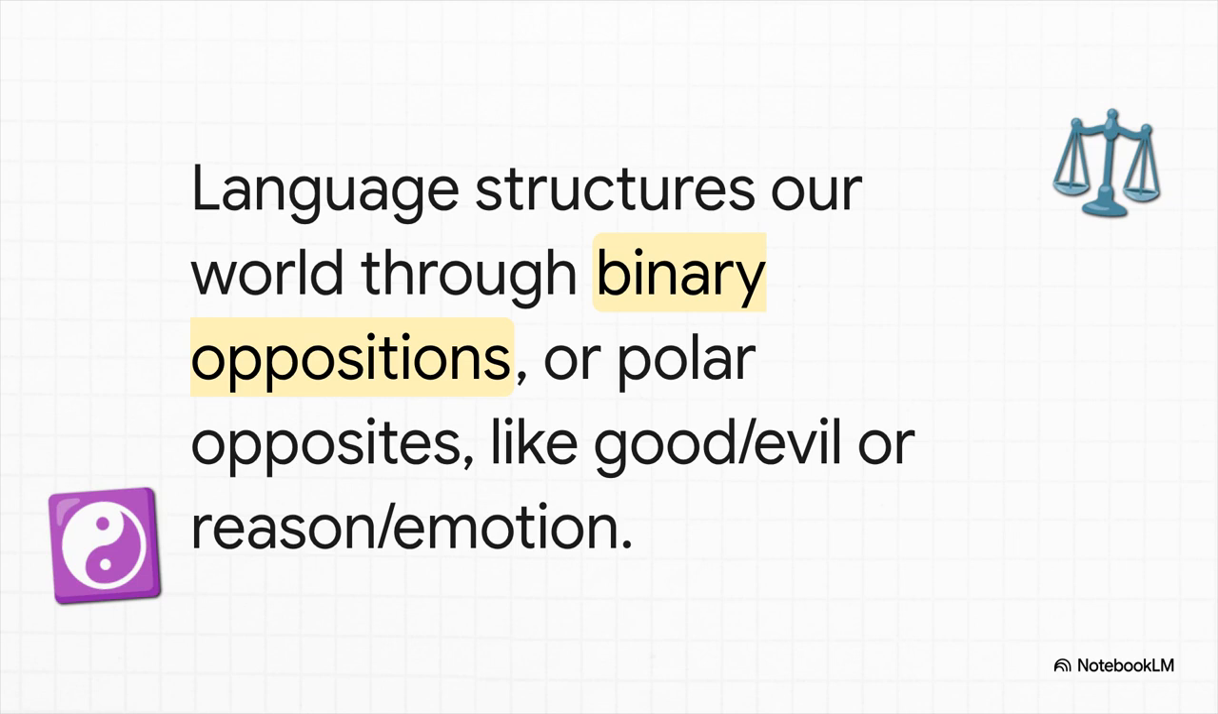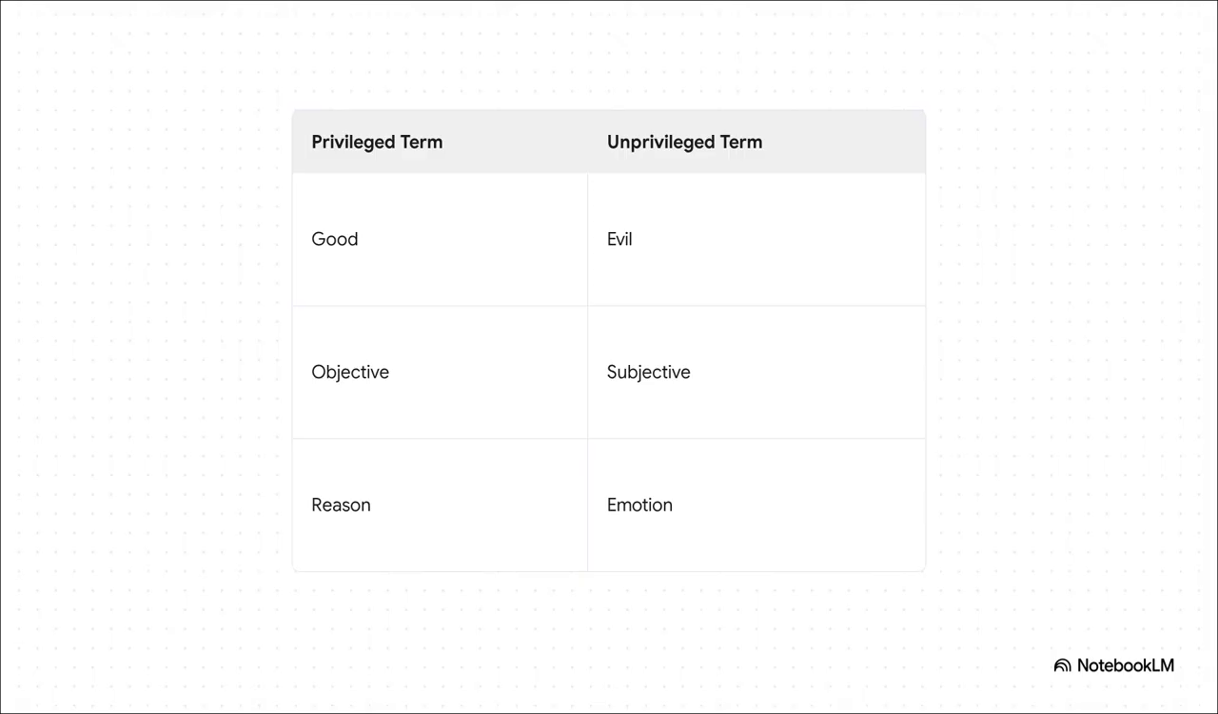We use these constantly to carve up the world and make sense of it. But here's the kicker that deconstruction points out. These pairs are almost never equal. One side is almost always seen as the good one, the privileged one. I mean, think about it.